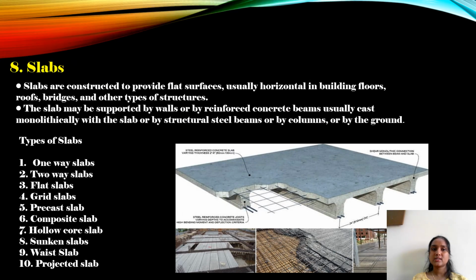Eighth one is slabs. Slabs are constructed to provide flat structure, usually horizontal, in building floors, roofs, bridges and other types of structures. The slab may be supported by walls or by reinforced cement concrete beams, usually cast monolithically with the slab, or by structural steel beams or by columns or by the ground. Types of slabs are one-way slab, two-way slab, flat slab, grid slab, precast slab, composite slab, hollow core slab, sunken slab, facet slab, projected slab.